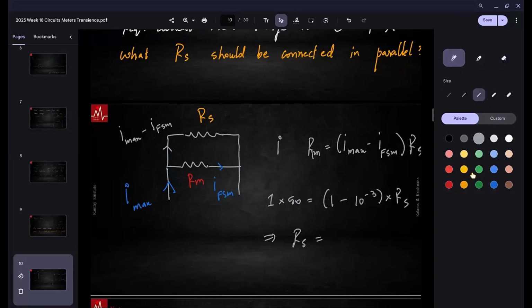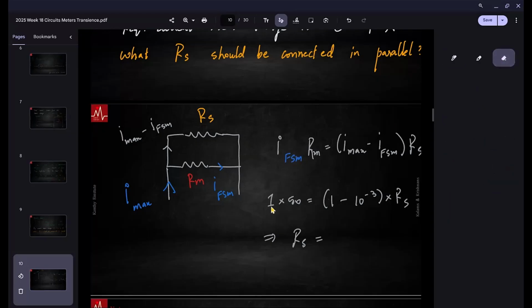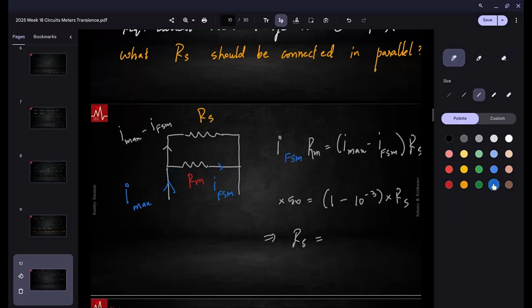Now this is really stupid of me. This is IFSM, 10 power minus 3. Now what is your RS? 50 into 10 power minus 3 divided by 0.999. Notice, I knew the answer was wrong when I got 50.5, because that means the shunt is the same order as RM. I knew something was off.